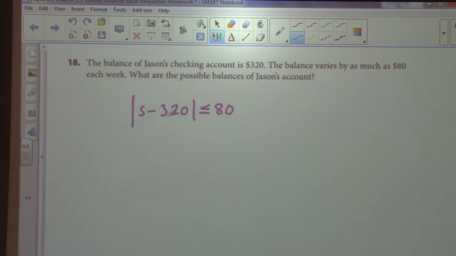So this is the setup inequality I'm showing for this situation here. Does that make sense? And so you're going to have S is going to be greater than or equal to 240 and less than or equal to 400.